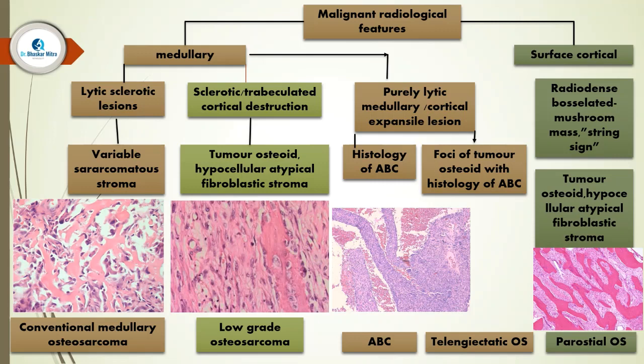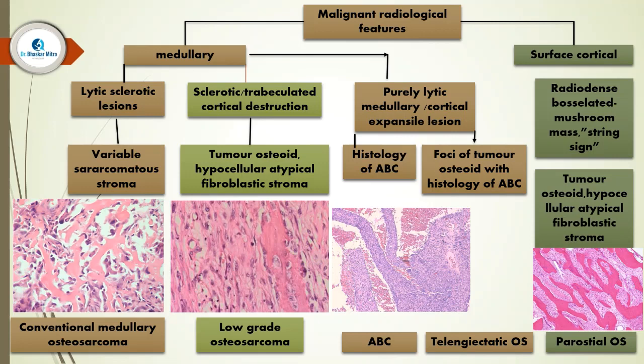Now, with bone forming cells, if you are seeing malignant radiological features, look directly into the lesion. If the lesion is in the medullary cavity and showing a lytic sclerotic lesion, then it is a conventional medullary osteosarcoma. Here in the slide you see the sarcomatous stroma with irregular malignant cells. Anybody can see these are malignant cells with lace-like osteoid. So less osteoid, less bone, more cells.